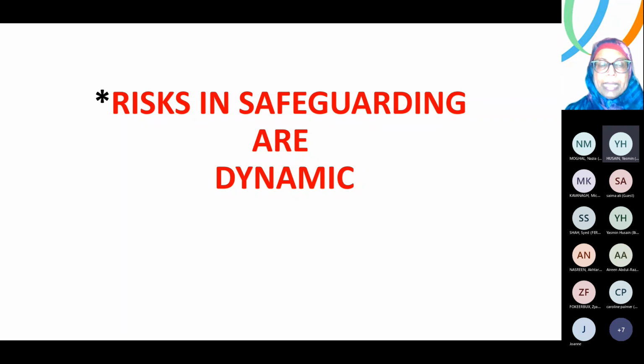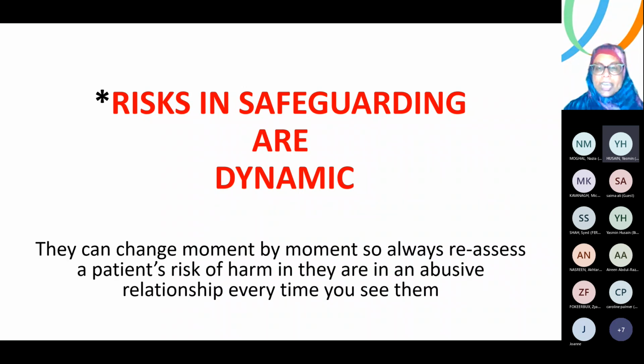And here's a slide that the black asterisk indicates this should be in the level 1 and 2 as well. Risks in safeguarding are dynamic. What does that mean? It means that they can change moment by moment. So if you have a patient you know is in an abusive relationship and they've got mental capacity and they've chosen to stay in that relationship, every time you see them, you need to reassess their risk of harm because it can change.